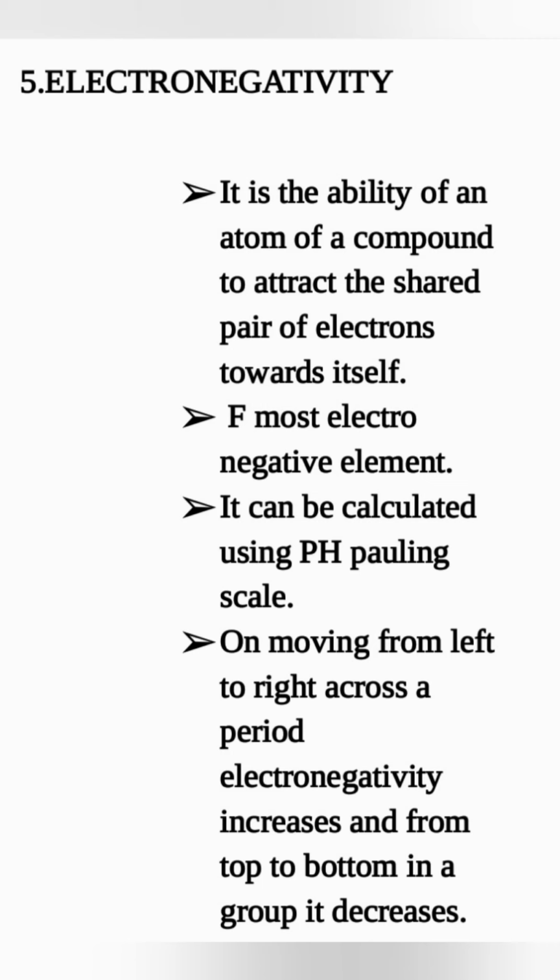On moving from left to right across a period, the electronegativity increases, because fluorine is around group number 17. So if you're moving from left to right in a period, electronegativity increases, and from top to bottom in a group it decreases. So this is a factor that you have to learn, that once again, it is the capacity of an atom to attract the shared pair of electrons. Fluorine is the most electronegative element. Moving from left to right, electronegativity increases. From top to bottom in a group, it decreases. So these are the fifth periodic property.